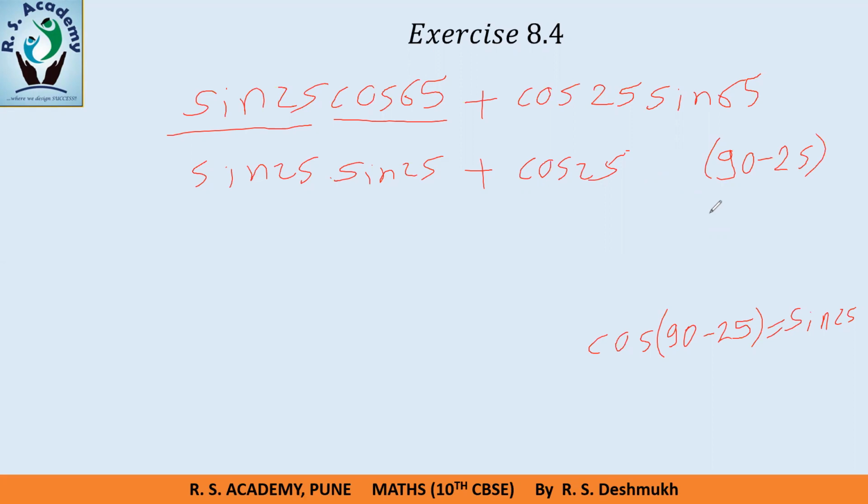So I will go step by step. Sine of 90 minus 25, so what I will write? It is cos 25 into, here it also becomes sine of 90 minus theta is cos theta. So what it becomes? Sine square 25 plus cos into cos, cos square. So sine square plus cos square, that is equal to 1. So again, the answer for this question is also 1.